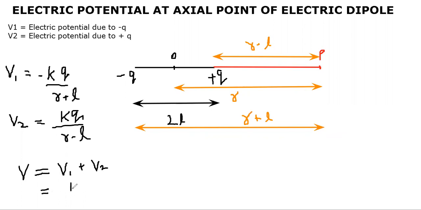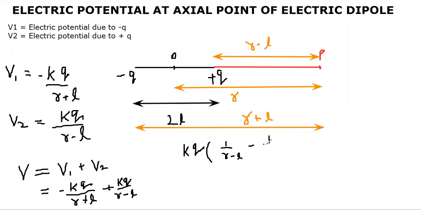Now put the values. V1 is minus KQ by R plus L. Plus KQ by R minus L. So we now just have to solve it. Take the common. KQ is common. Right? Now, what you are left with in bracket? You are left with 1 upon R minus L minus 1 upon R plus L.